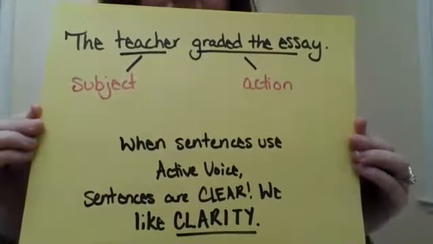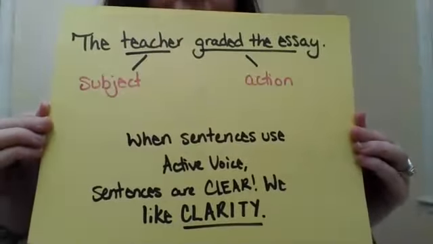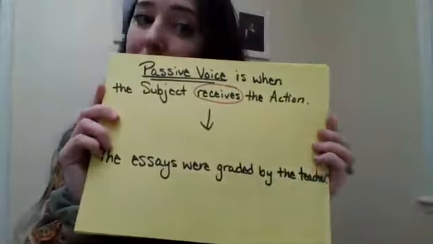So when sentences use active voice, sentences are clear. We like clarity. Clarity is another word, a fancy word for being clear. If I'm asking for clarity, I'm asking for you to be clear. Clarity means clearness, okay? So, what's passive voice?